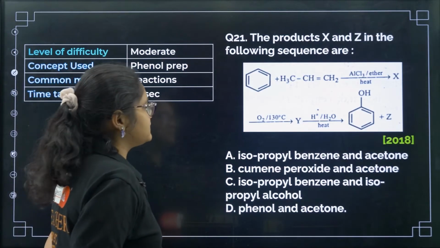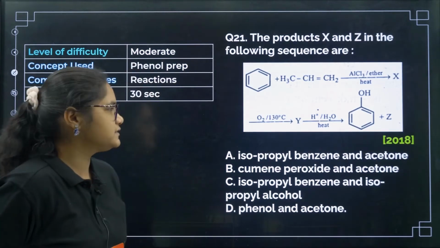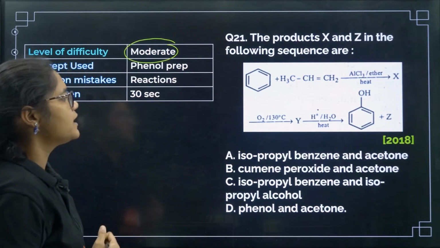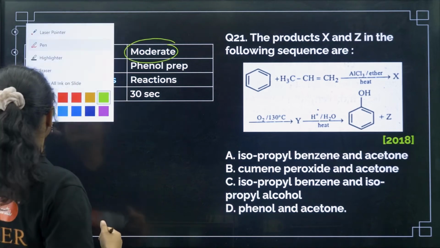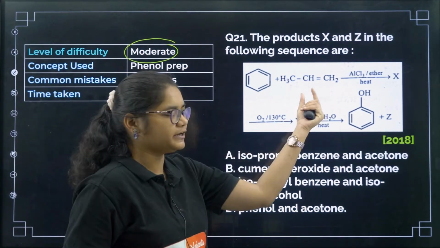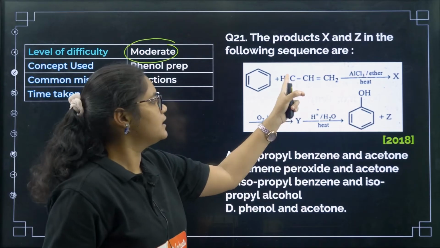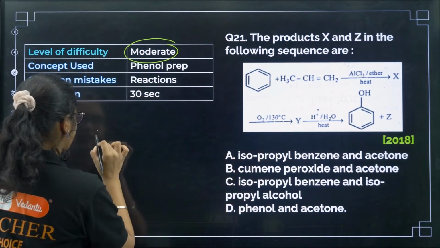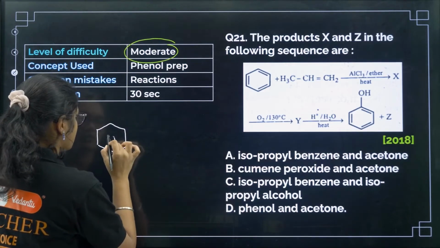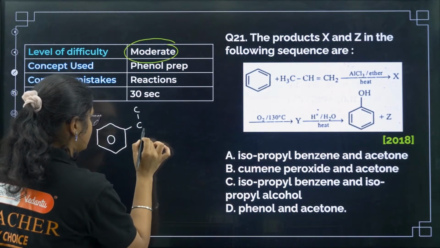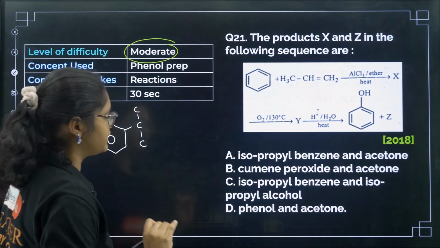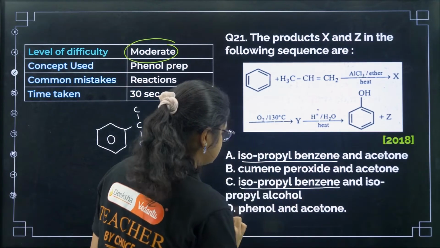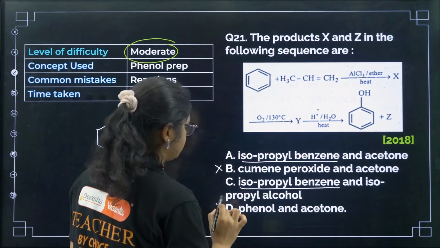Next, the products X and Z in the following sequence are. This reaction I can say is a moderate question because a lot of reactions are involved here. First of all, X: this is Friedel-Crafts alkylation, right? But if you remember, the most stable carbocation is formed here. So this one will be added and we will get a compound like this, isopropyl benzene. So the first one is isopropyl benzene, so we can eliminate option number B and D.